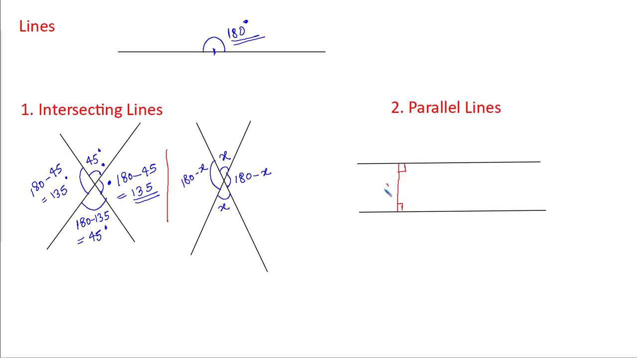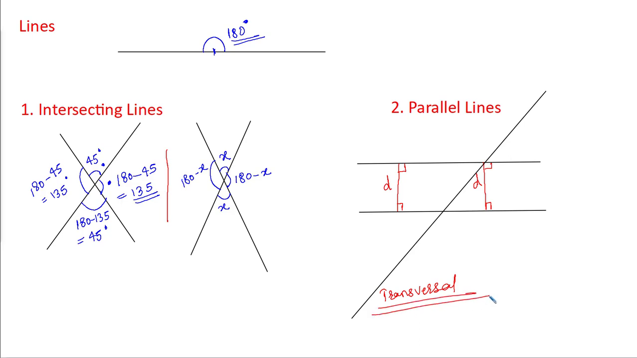Okay, if this distance is d, then this perpendicular distance has to be d only. So parallel lines are the lines which never intersect with each other, or you can say that the perpendicular distance between two parallel lines always remains constant. And the line which intersects parallel lines is called a transversal.